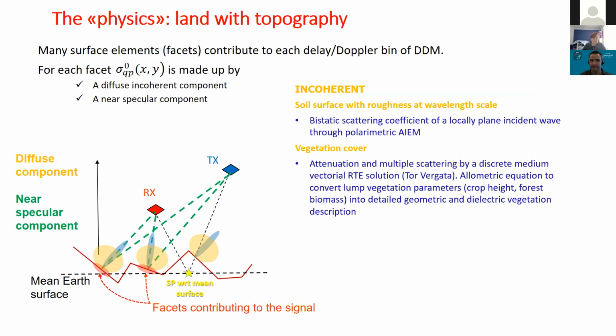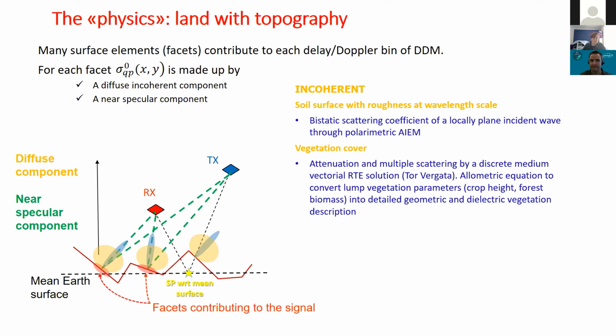The incoherent component is determined by the soil surface roughness at wavelength scale and is estimated through the advanced integral equation model, which is the most advanced electromagnetic model and the most suitable approximation for surface scattering at L-band.